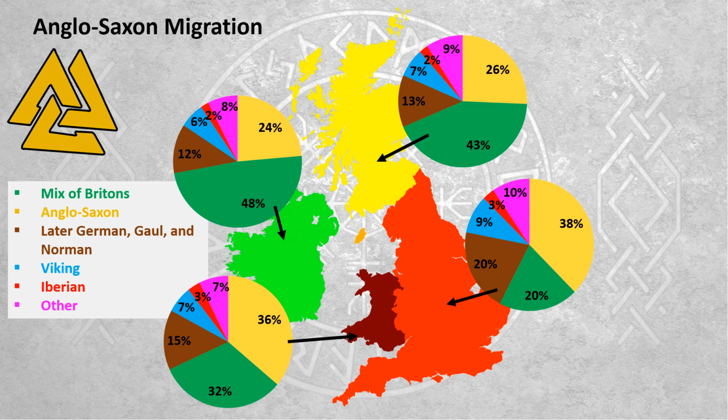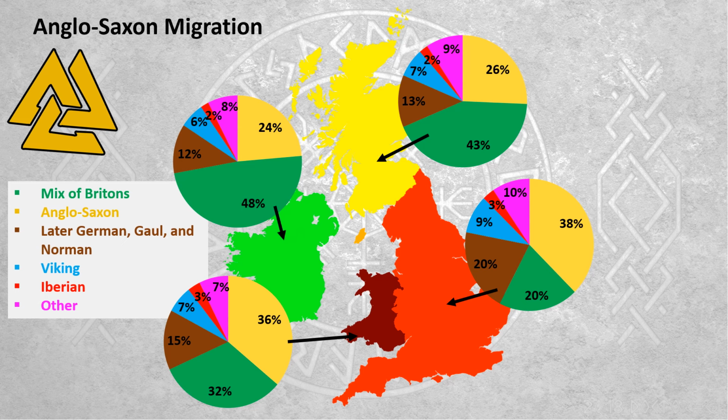The brown represents other Germanic DNA that isn't Anglo-Saxon, such as the Norman. Again, England has the most with 20%, while Ireland has the least with 12%. It's interesting to think that the average Englishman is equal parts Central Germanic and Indigenous Briton. The blue represents the later Scandinavian German DNA, which is most likely the Vikings. England has the most Viking heritage, but with only 9%, while Ireland has the least, with 6%.